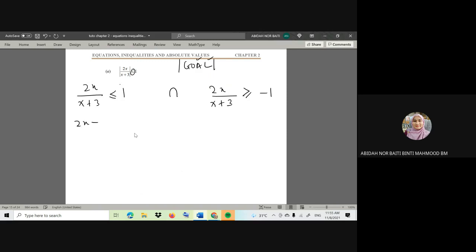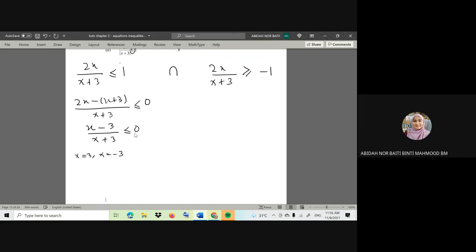So 2x minus x plus 3 over your denominator, which is x plus 3, less equal 0. Okay, so 2x minus x is x minus 3 over x plus 3, less equal 0. So this is rational inequalities. Your value of x of numerator is 3. Your value of x of denominator is minus 3.